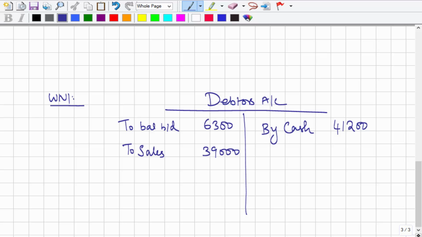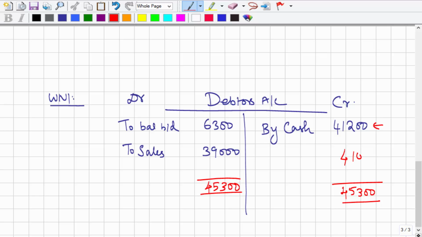It means you have two items on debit and one item on credit. So the balancing figure is obviously going to be the closing balance. So let me total the higher side. On debit side you have higher total, so it works out to 45,300. So let me write that on both sides, 45,300. So this 45,300 minus 41,200 will give me the difference of 4,100, and this is nothing but the closing balance of debtors. So by balance carry down is 4,100.